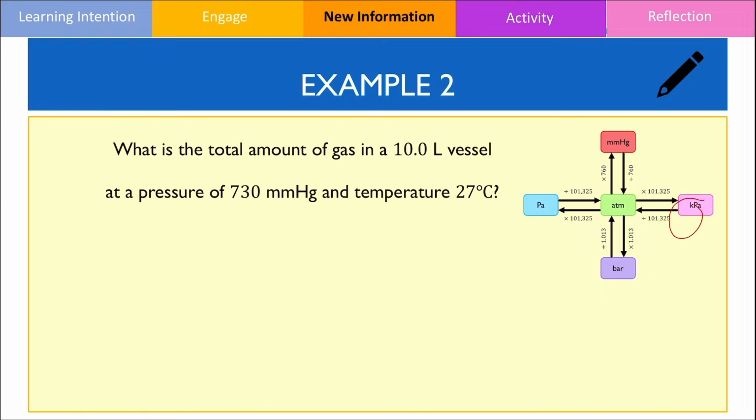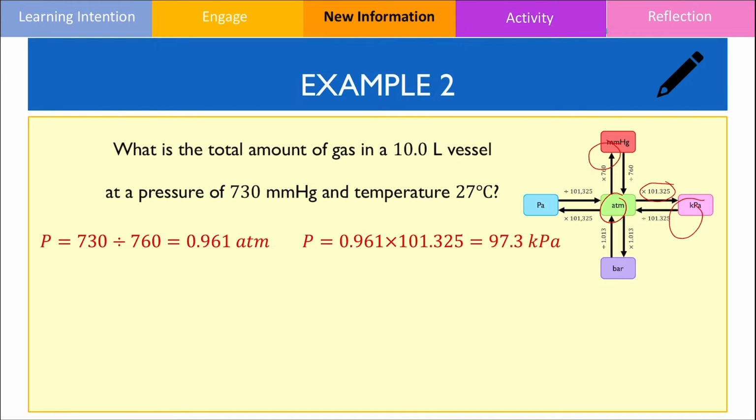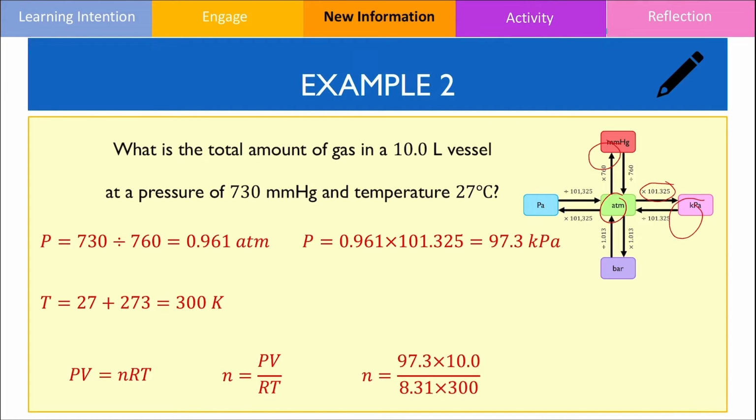This can be done by converting millimeters of mercury into atmospheric pressure by dividing by 760 and then multiplying this answer by 101.325, giving us an answer of 97.3 kilopascals. Then, we need to convert temperature from degrees Celsius to Kelvin by adding 273, which gives us an answer of 300 Kelvin. Now we're ready to use the formula PV equals nRT to solve for n. This can be completed by dividing both sides by RT, and putting these numbers into the calculator will give us a final answer equal to 0.390 moles.